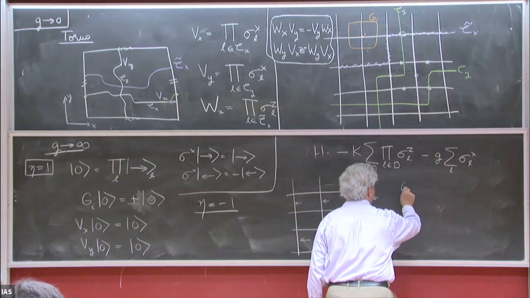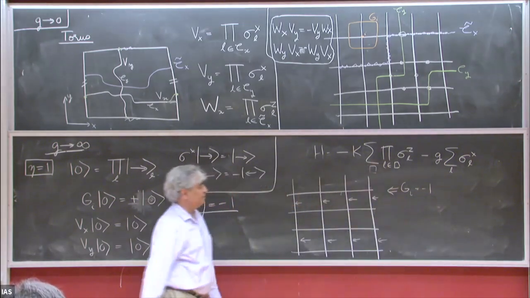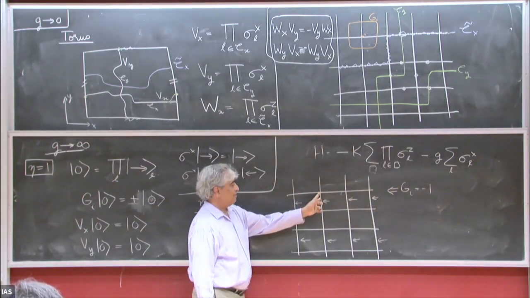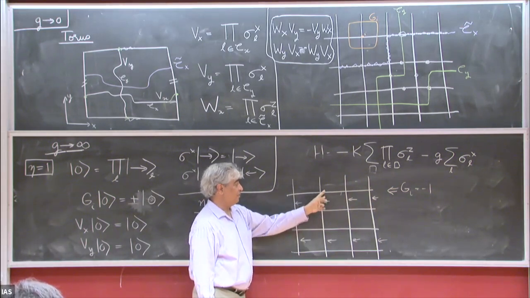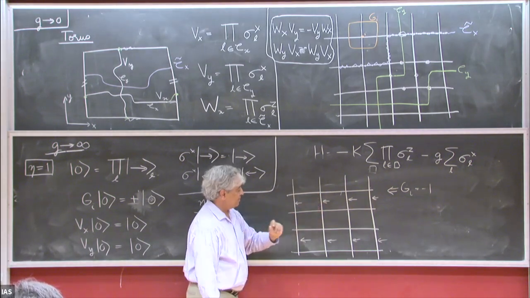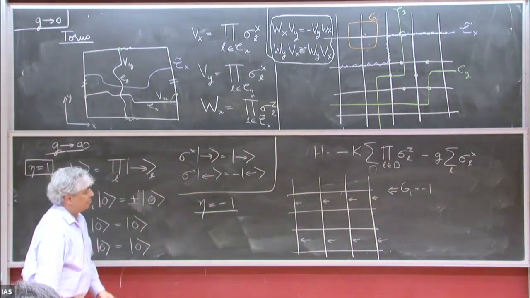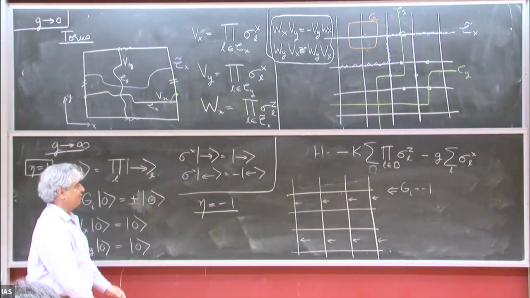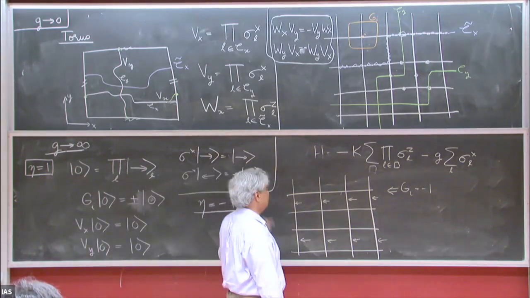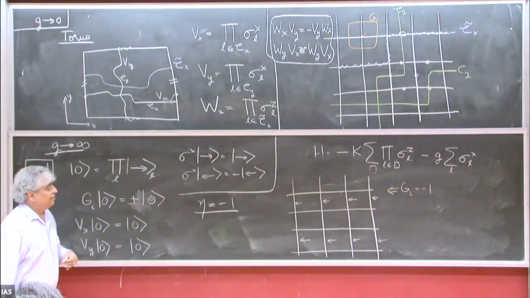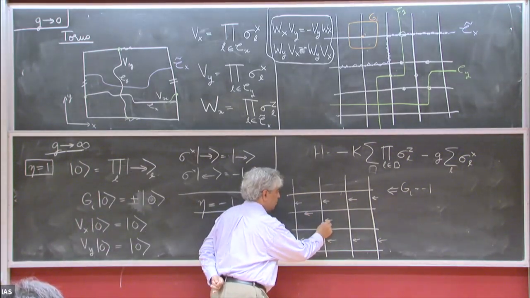So G_I is minus one on this state. And the reason it's minus one is because you pick any site, on any site, there's an odd number of left spins. And so there has to be an odd number for G_I to be minus one. Okay, so on this site, this site, this site, and so on. And this is one configuration then, which seems like a valid ground state for G_I equals minus one, for eta equals minus one.